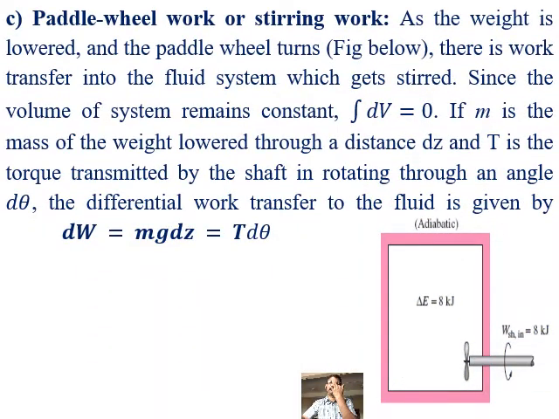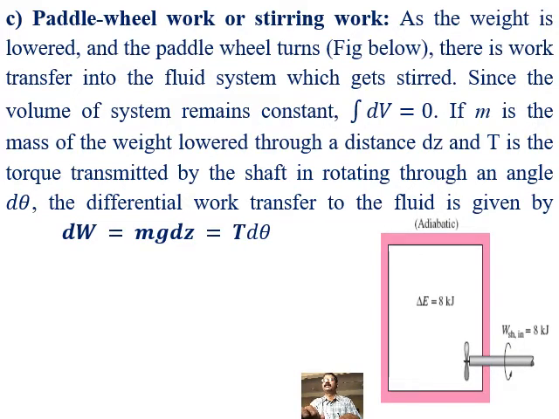Next is the paddle wheel work or stirring work. As the weight is lowered and the paddle wheel turns, there is work transfer into the system. So here you can see a closed system with an adiabatic wall. There is a paddle wheel mounted, which is driven by a shaft connected to a motor.